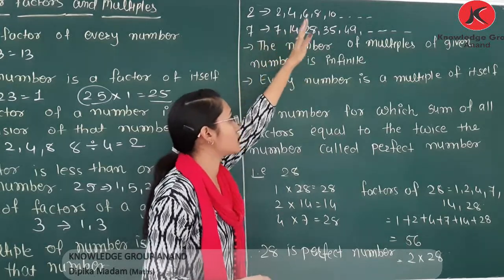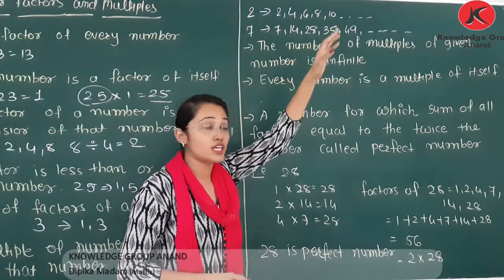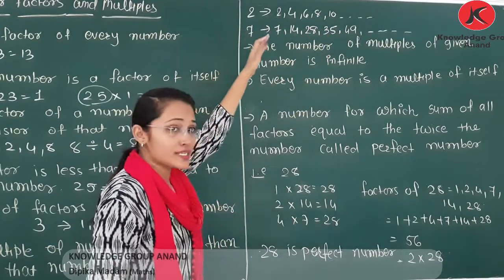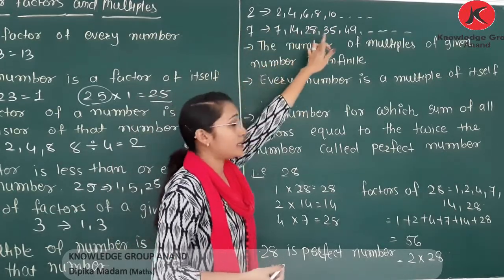2, 4, 6, 8, 10, and so on, which means it is increasing. Multiples are equal to or greater than the number.